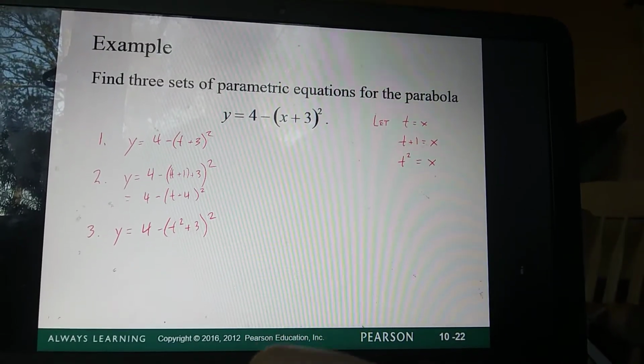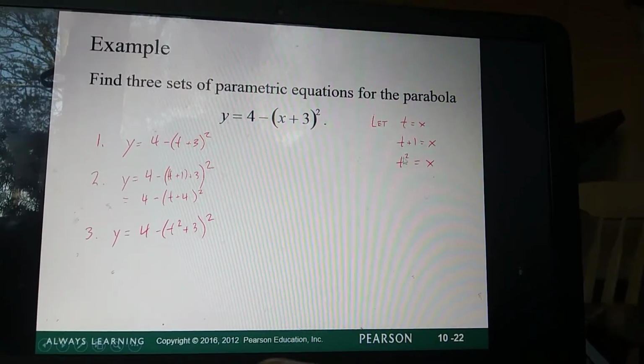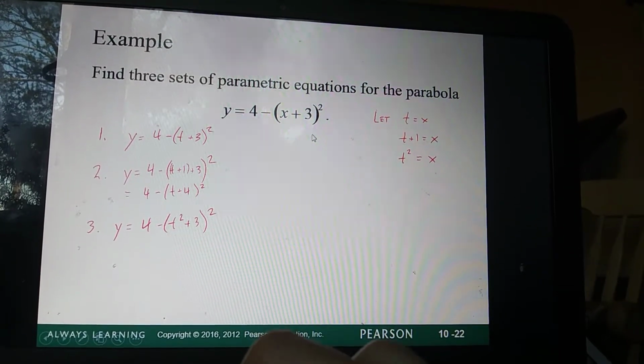Then we have the type of problem where we're actually going to find 3 sets of parametric equations. These are really, really easy. Don't make them too hard.